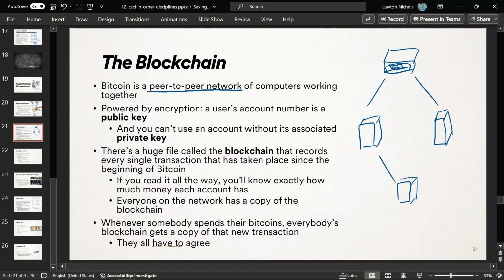All right? And so that's important, to have a bunch of computers on the network. We'll talk about that in a second. But here's the setup. All these computers are all connected to Bitcoin, whatever that means, all at once. All right? And it's powered by encryption.